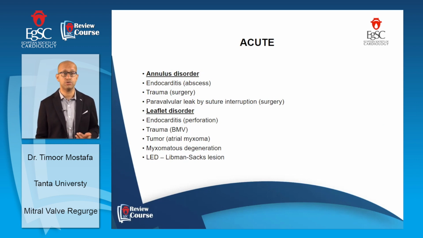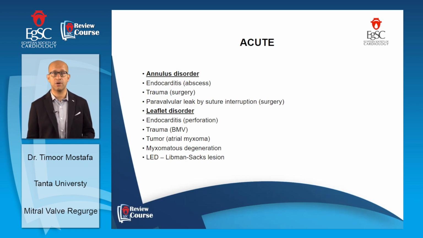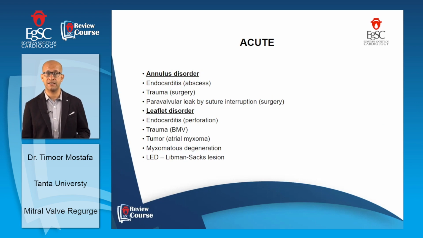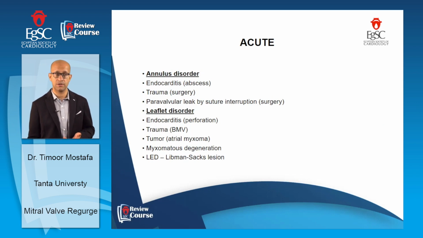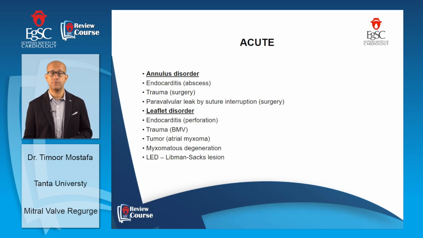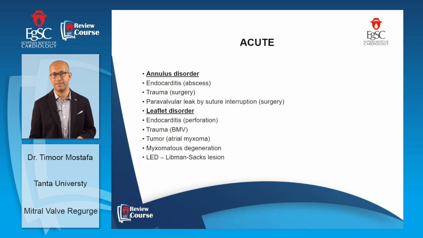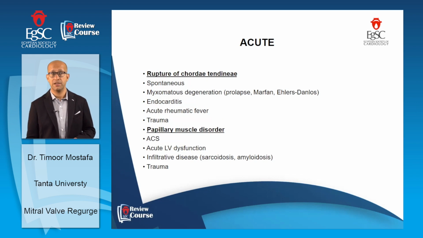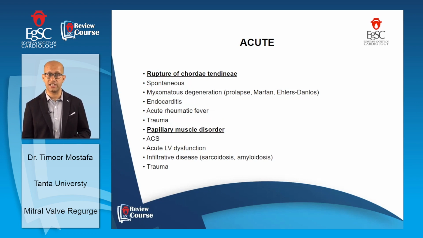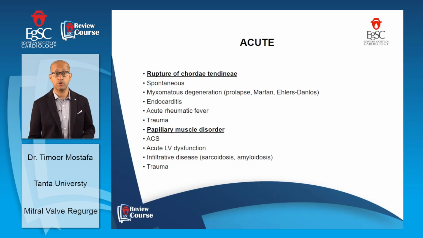Acute, it may be due to annular disorder like endocarditis, trauma, paravalvular leak. It may be caused by leaflet disorder like endocarditis, trauma, atrial myxoma, myxomatous degeneration, and Libman-Sacks syndrome. Rupture of the chordae tendineae, which may be spontaneous or due to myxomatous degeneration or endocarditis. It may be caused by acute rheumatic fever or trauma.